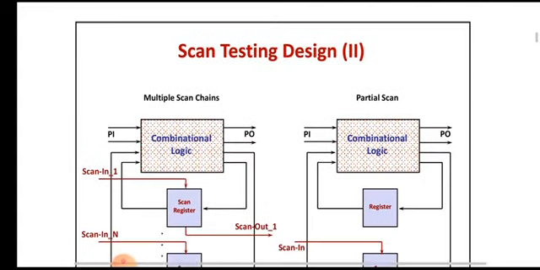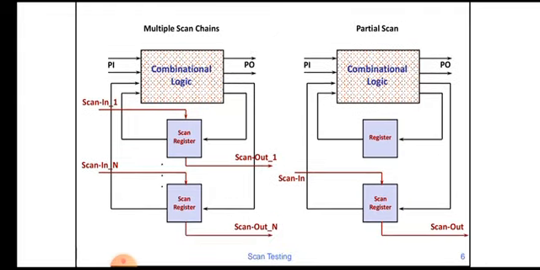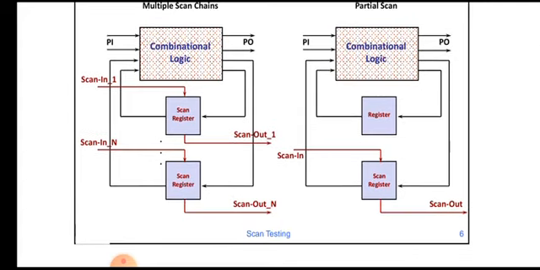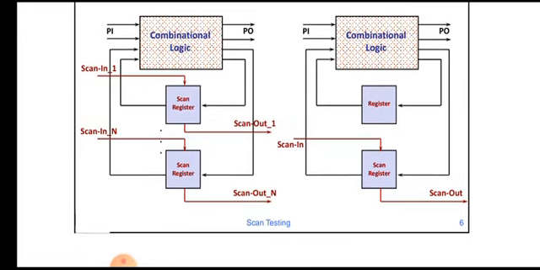Okay, in the scan technique, testing design second, we have a multiple scan chain. If we are using multiple scan outputs, we have to use a number of scan registers. So the primary input gets the primary output, and the feedback path gives the scan register 1, so we are using scan register 1 as input, up to n, so we can say scan in 1 up to scan in n. Same for the output, scan in 1 gives the output scan out 1, and scan in n gives the output scan out n.